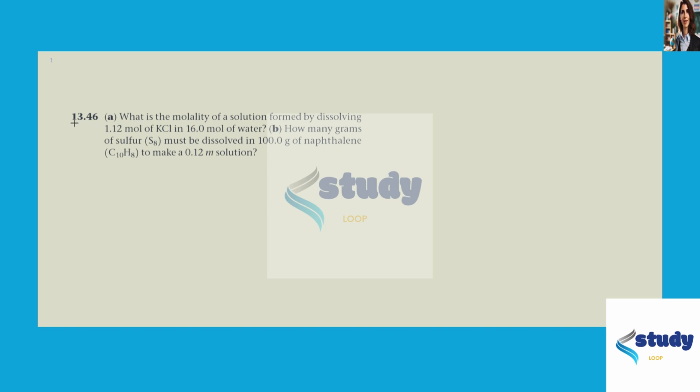We're looking at chapter 13, problem number 46, and it's a two-part problem, A and B. So let's look at just the A portion of it. What is the molality of a solution formed by dissolving 1.2 moles of KCl, potassium chloride, in 16.0 moles of water? So let's first talk about what molality is.